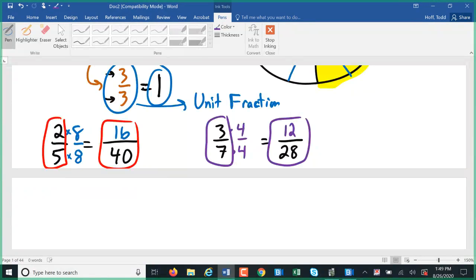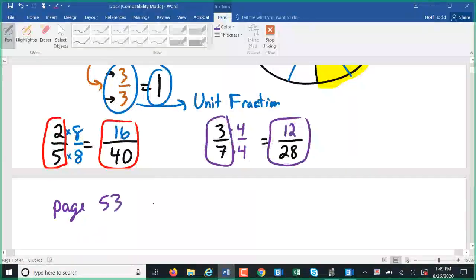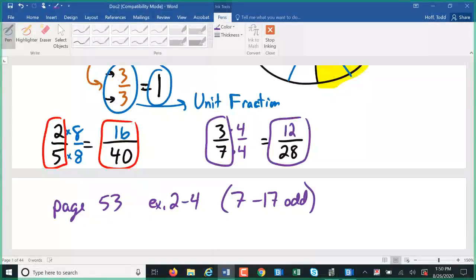So what I'm going to have you do is look at page 53. This is exercise 2-4, problems 7 through 17, the odd. I'm going to give you just a couple minutes. Go through, turn each of those into the equivalent fraction that they're asking for. And we'll go over them in about 2 minutes.